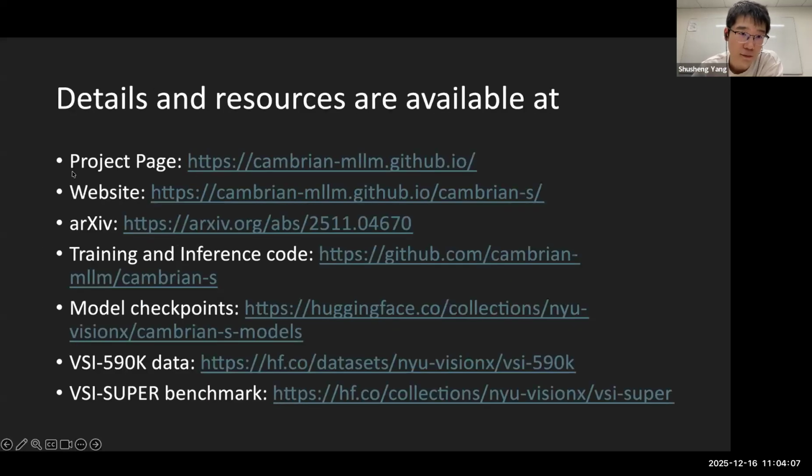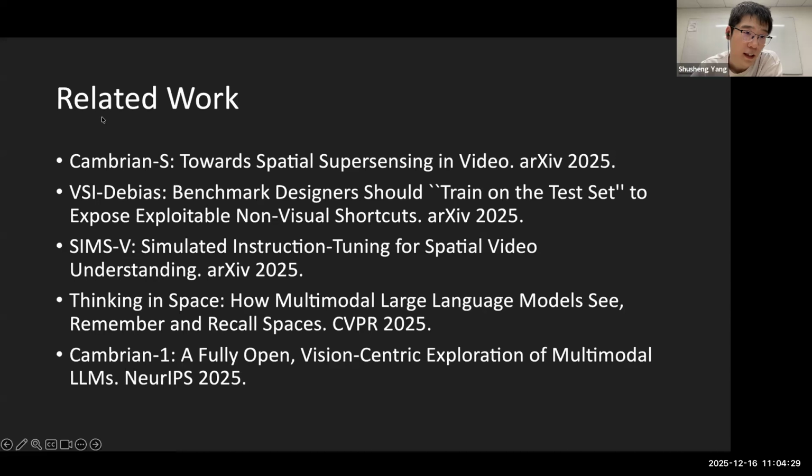All these details and resources are already available at our project page and website, including the training code, data and benchmark. You can access it all from our project page. And here is some related work to Cambrian-S, including the VSI debias work, SimSV, Thinking in Space, and Cambrian-1. You can check them out if you are interested.